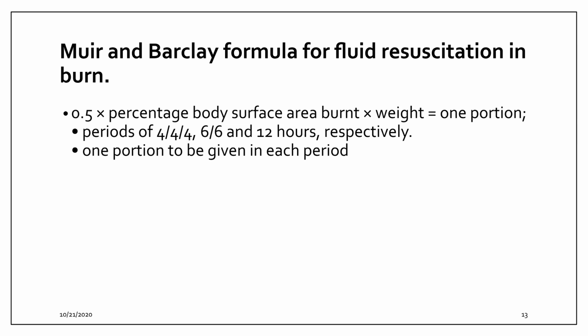The Muir and Barclay formula uses 0.5 times the percentage body surface area burnt multiplied by weight to equal 1 portion. This portion is given in periods of 4, 4, 4, 6, 6, and 12 hours.